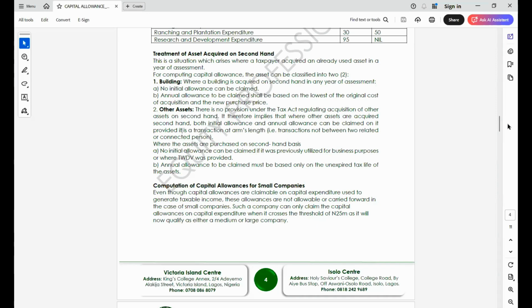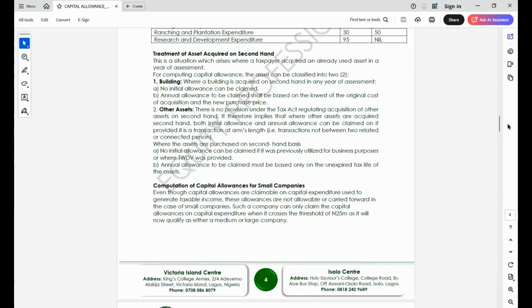They are not entitled to a capital allowance claim. They will only start claiming capital allowance once they move to either medium or large company. So it is possible that the asset they acquired during the time they were small, by the time they become big, is still the one they are going to be using for business. And as at the time they are medium or big, they are going to be liable to tax.